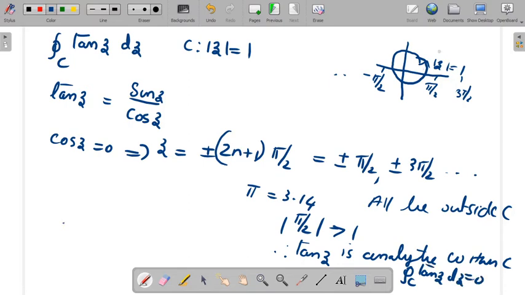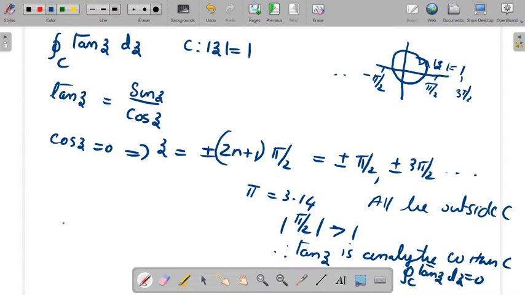Things will change if you expand the circle. Once it encircles the points where the function is not analytic, then the integral may not be equal to 0. So, for mod z equal to 1, it contains no singular points. Hence, we can say the integral is equal to 0.